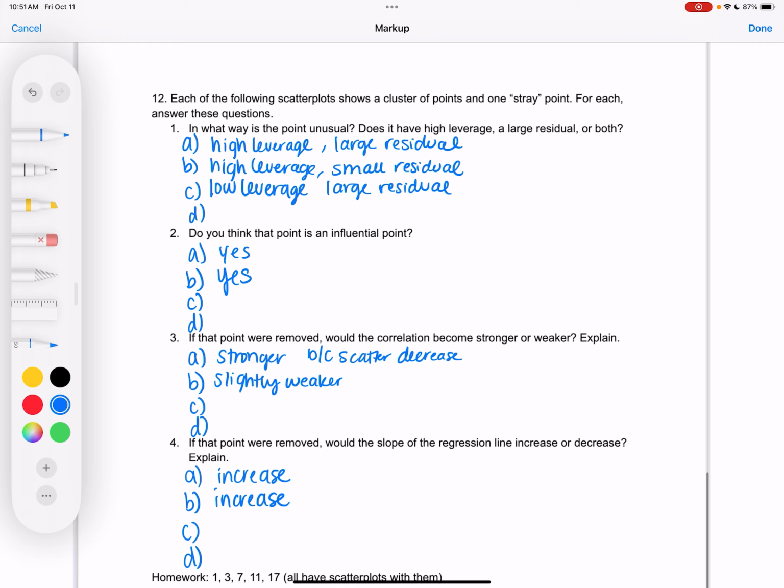What do we think? Influential or not? How much is that going to change your slope? Not much, probably. Without it, my slope is probably here. With it, my slope is probably like there. It's only one point that's really pulling it, and because it's kind of dead center, it's probably not going to affect it a whole lot. So I would say not influential.